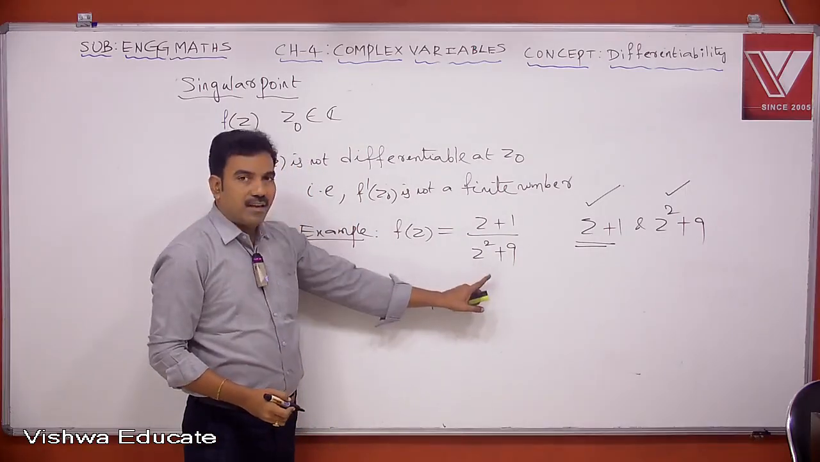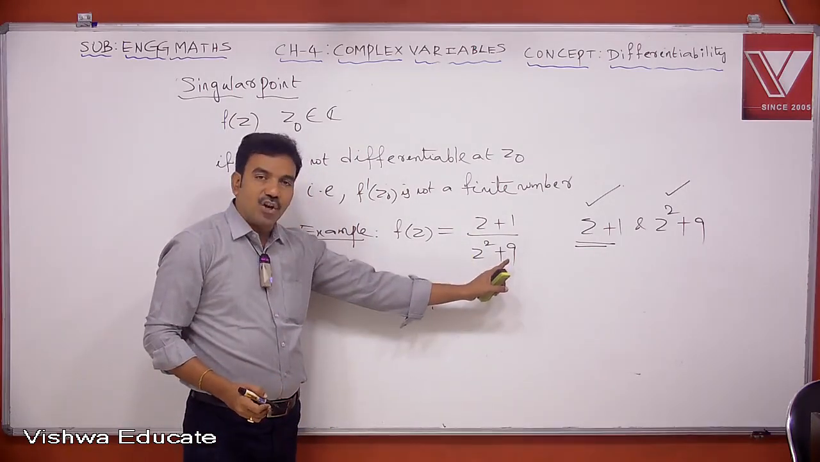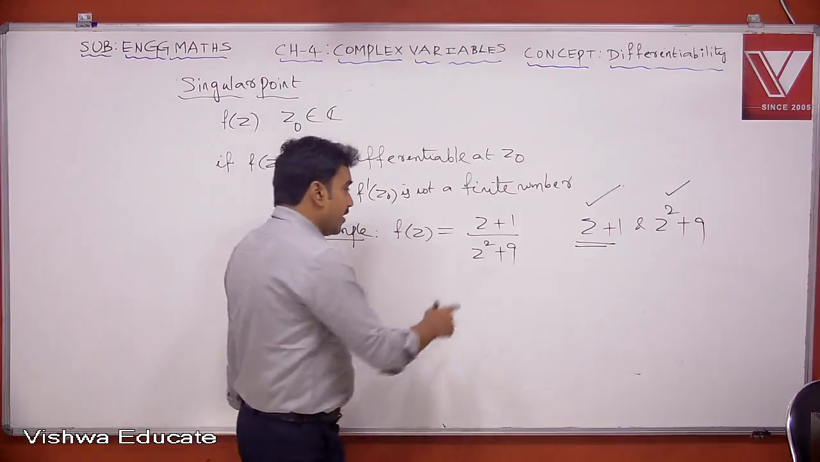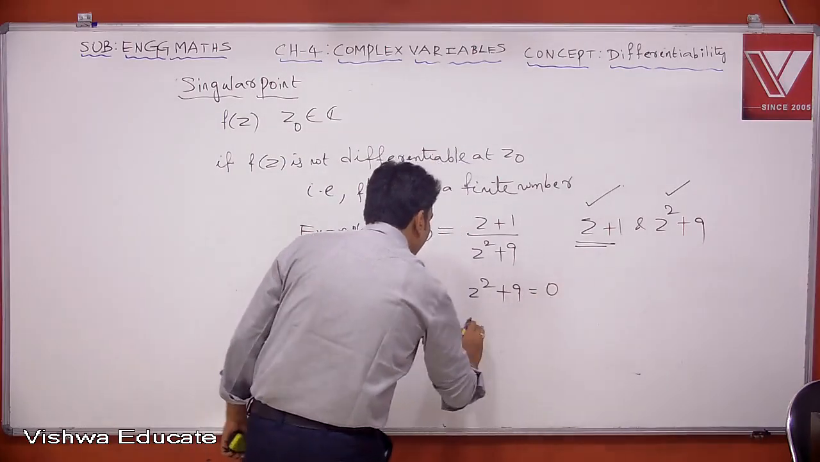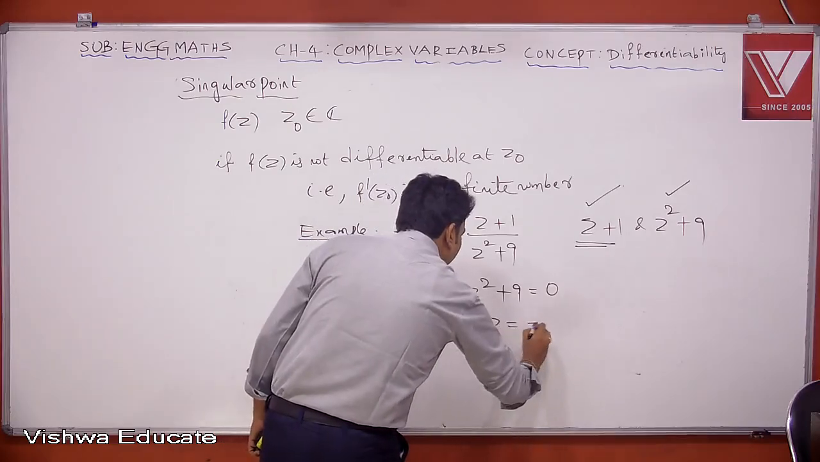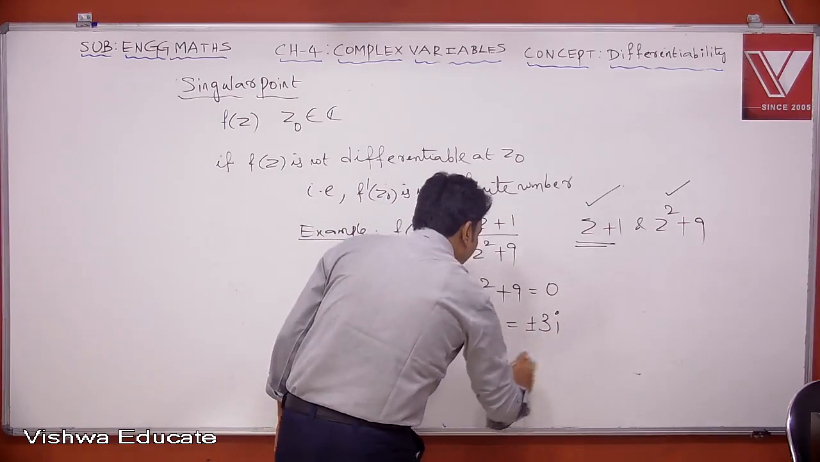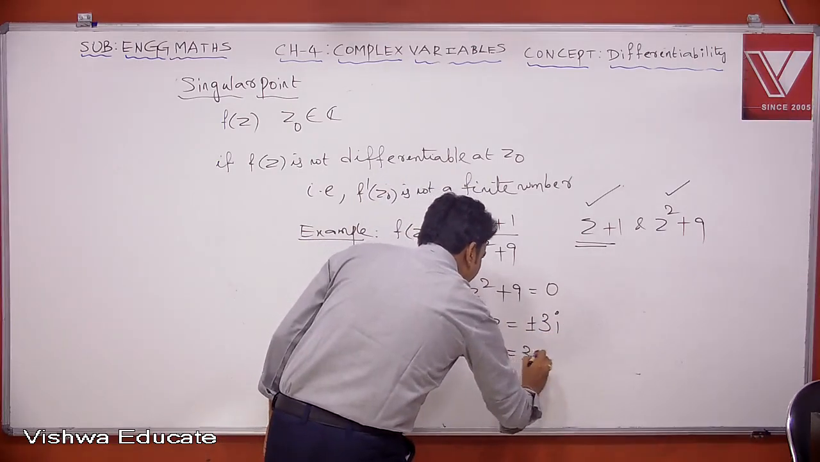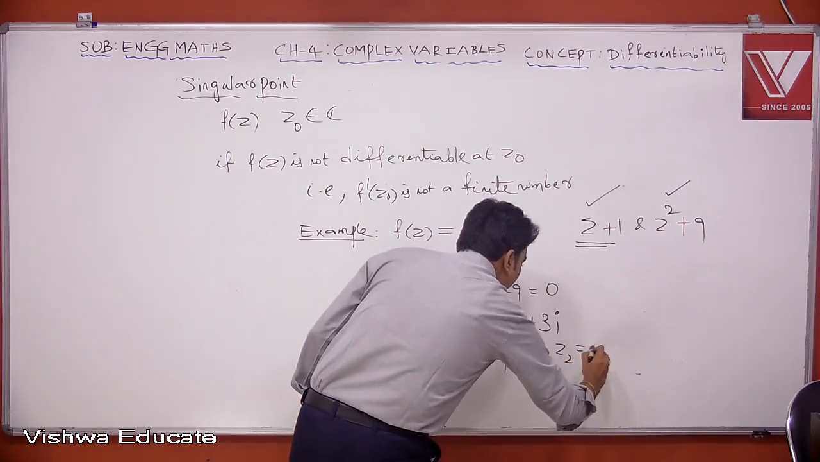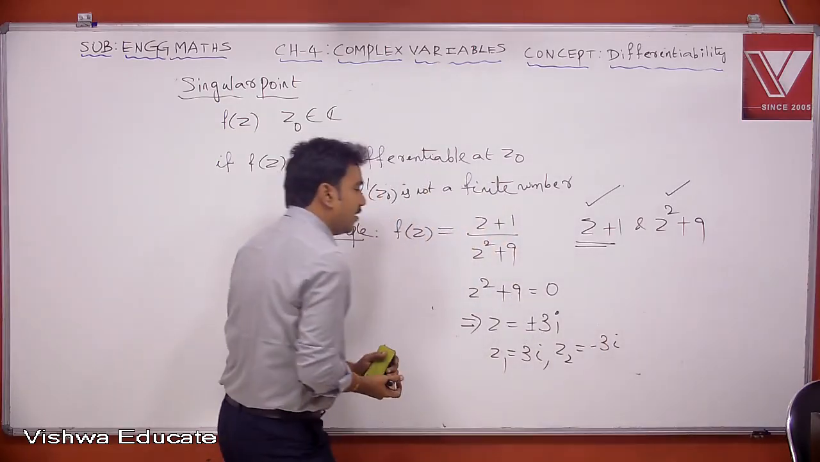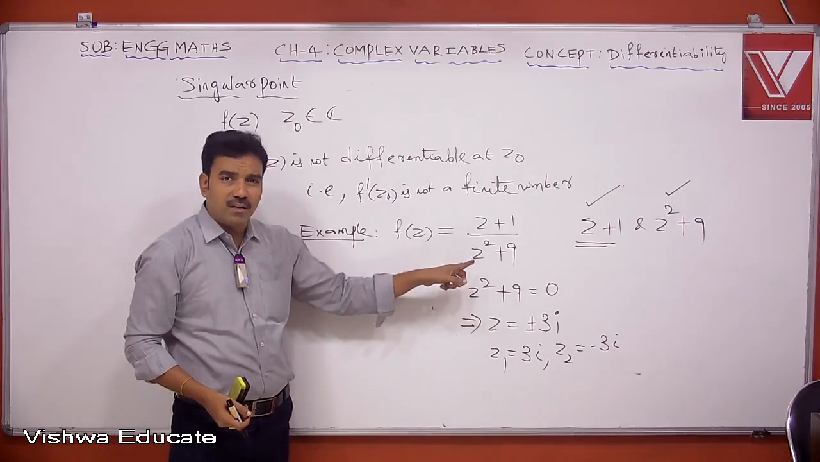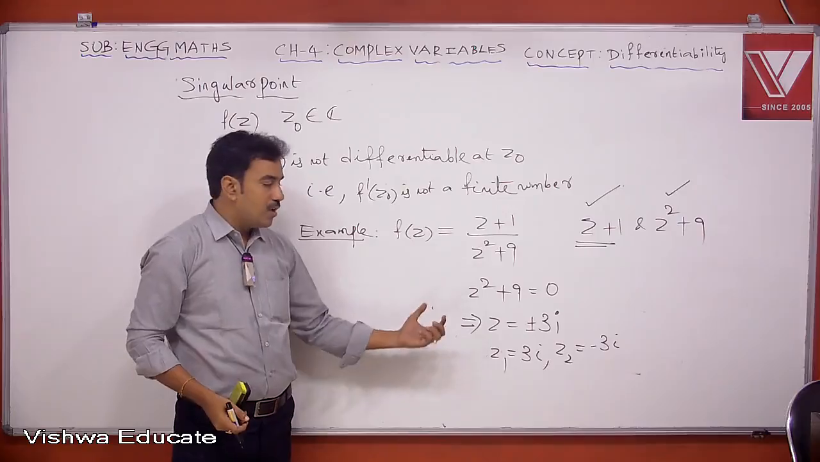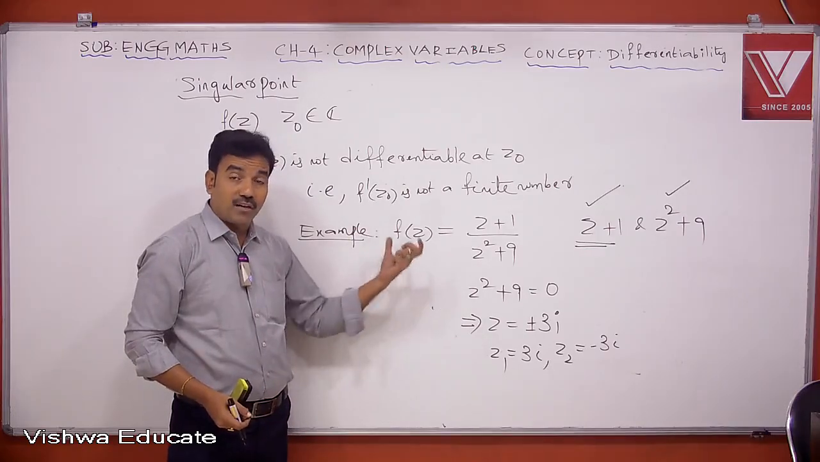But when you look at the ratio, the denominator becomes 0 when z is plus or minus 3i. So make the denominator equal to 0, z square plus 9 equal to 0, which implies z equal to plus or minus 3i. Therefore, one singular point, I call it z1, is 3i. Second singular point z2 is minus 3i. Therefore, these two are singular points of this function. Just make the denominator equal to 0 and find its roots. Those become singular points of the total rational expression.